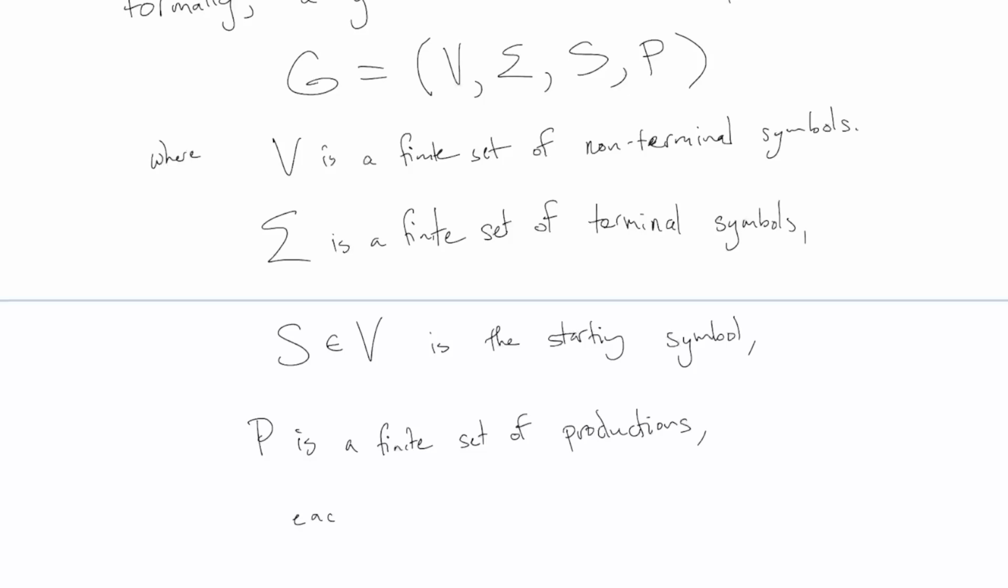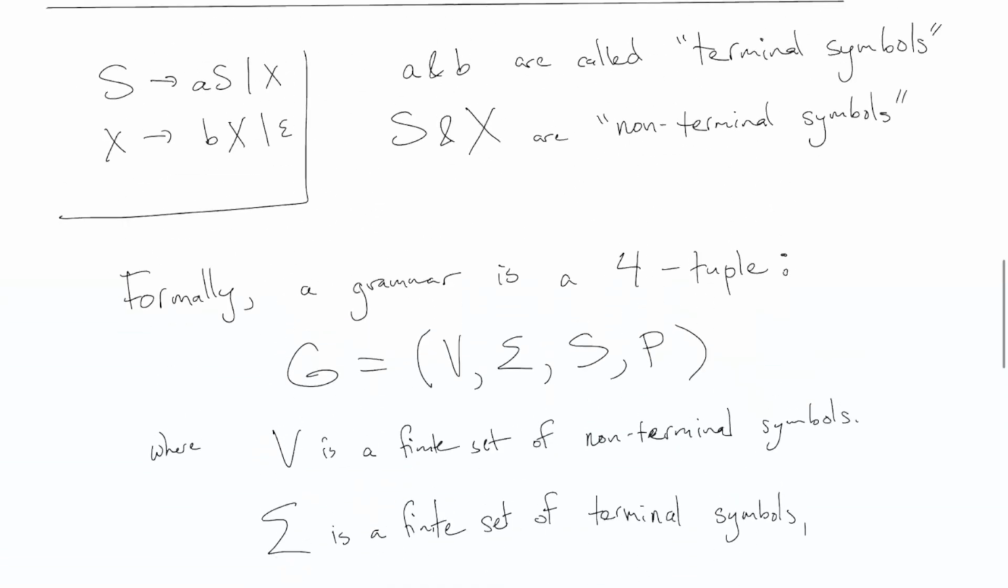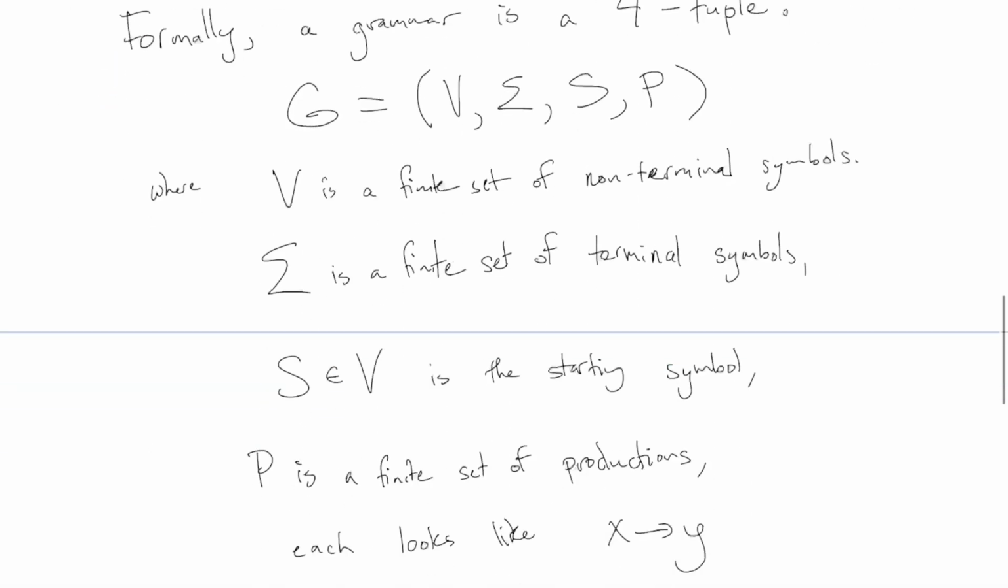And each production looks like something like X arrow Y, where I should tell you specifically what is allowed in one of these productions. Usually the thing on the left of the arrow is a non-terminal, like a big S or something, and the thing on the right of the arrow is some mixture of terminals and non-terminals. That's how it typically looks, like this here. This is a non-terminal on the left side, and then this is a mixture of terminals and non-terminals.